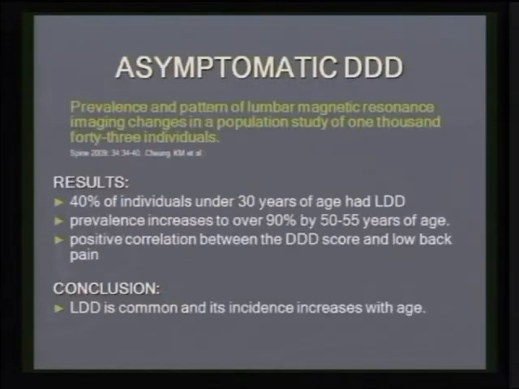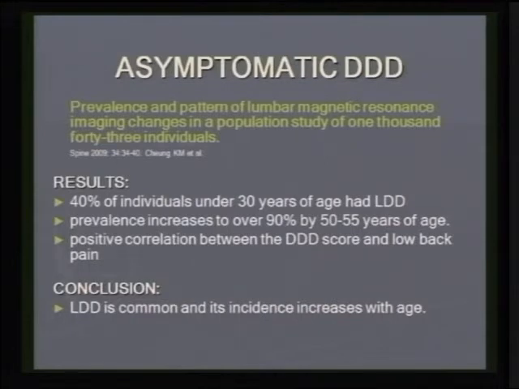asymptomatic. So in this study, for instance, where this was a large population study, they found that 40% of individuals under 30 years of age had lumbar disc degeneration on MRI. And the prevalence increases to over 90% by the age of 50 to 55 years. Although there is a positive correlation between disc degeneration scores and low back pain, we have to admit that we wouldn't expect 40% of our population under the age of 30 years to have significant low back pain.